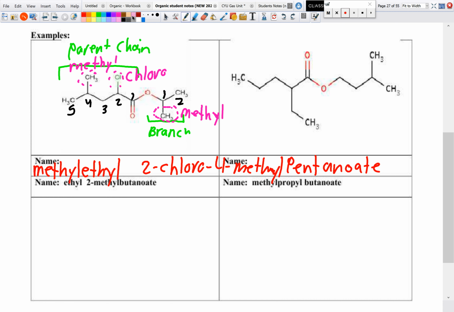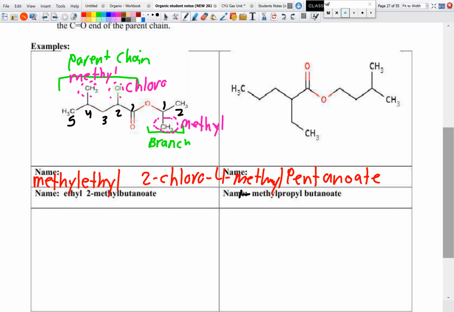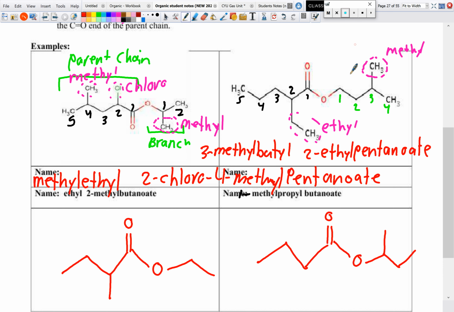Now, there is a typo here. It should be 1-methyl propylbutanoate, and try to draw that one. But either way, I'm going to give you 3 seconds. I'm going to put up the namings, the drawings, and the name for this one up here. All right, and these are the answers.